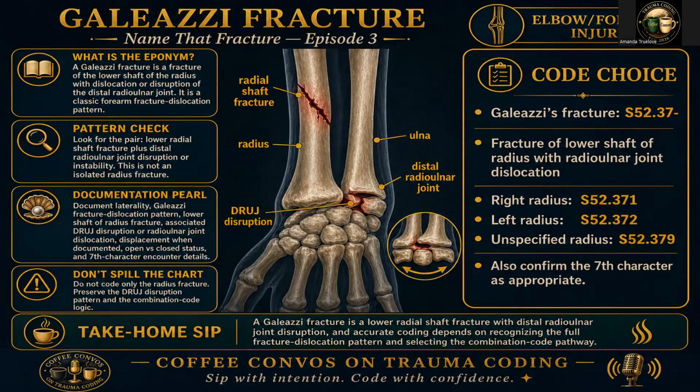That is when we are appropriately assigning this single eponym code in the S52.37 subdivision code category. And of course, we have options for laterality of left or right. And then, just like before with Monteggia's, we have the ability for those less than desirable documentation situations, that unspecified radius. Work to improve that if you're seeing that a lot at your trauma center.